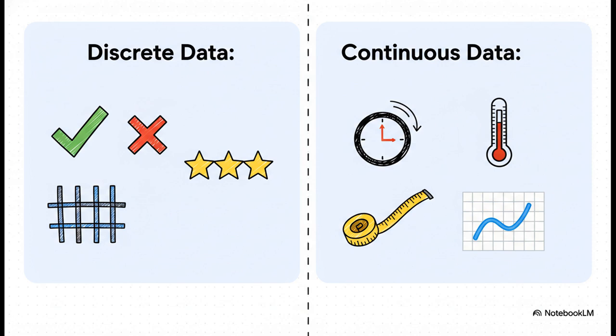On the other side, you have continuous data. This is anything you can measure on a sliding scale, like temperature, time, or weight. Getting this right is so important because the type of data you have literally dictates the kinds of tools you can use to analyze it.